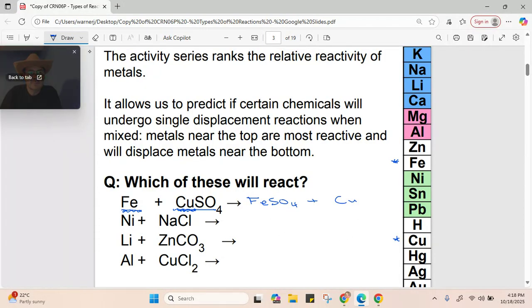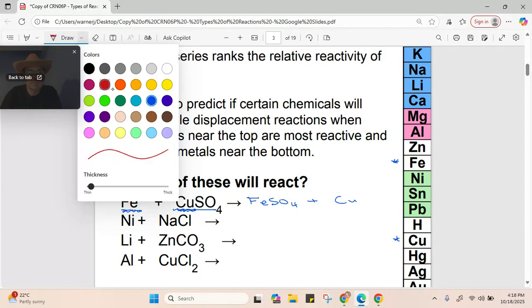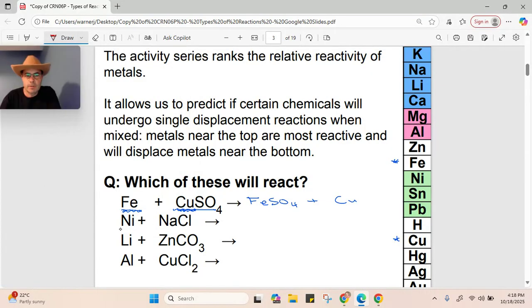So let's find another one. I'm just going to switch colors here. All right. So we've got nickel, and then we've got sodium chloride. So we're comparing the sodium and the nickel. So let's find nickel, it's right here. And sodium is right up near the top. So sodium is really reactive compared to nickel.